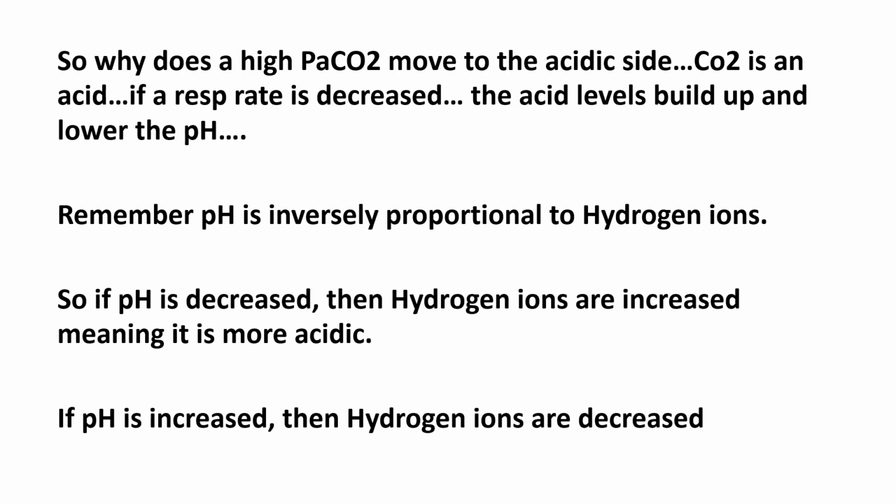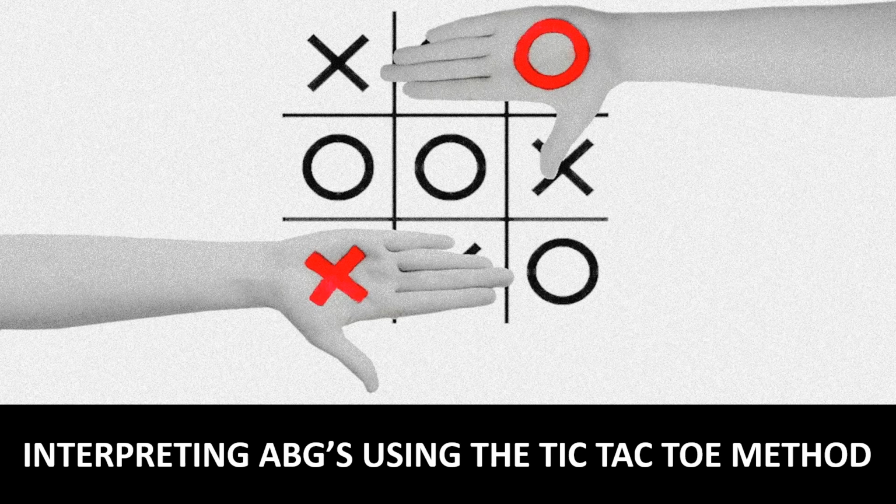So why does a high PaCO2 move to the acidic side? CO2 is an acid, and if a respiratory rate is decreased, the acid levels build up and lower the pH. Remember, pH is inversely proportional to hydrogen ions. So if pH is decreased, then hydrogen ions are increased, meaning it is more acidic. If pH is increased, then hydrogen ions are decreased.